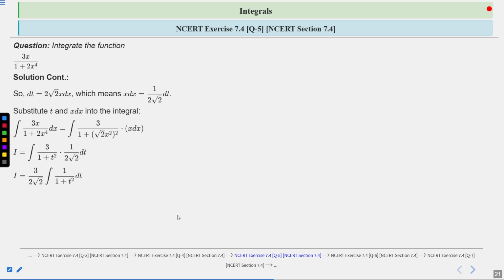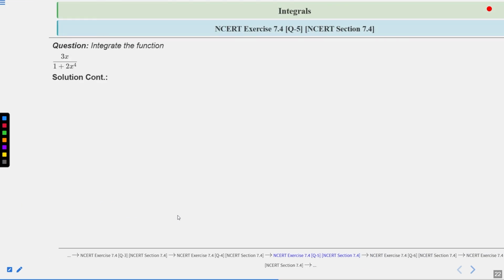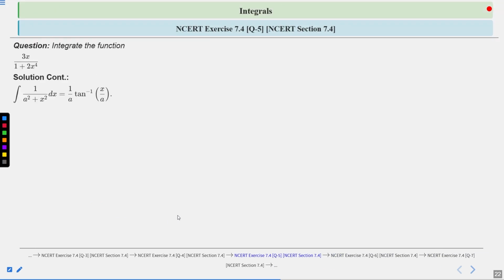So I is equal to 3 upon 2 root 2 into the integral of 1 upon 1 plus t square dt. This is a standard integral form. We know that the integral of 1 upon a square plus x square dx is equal to 1 upon a tan inverse x by a.